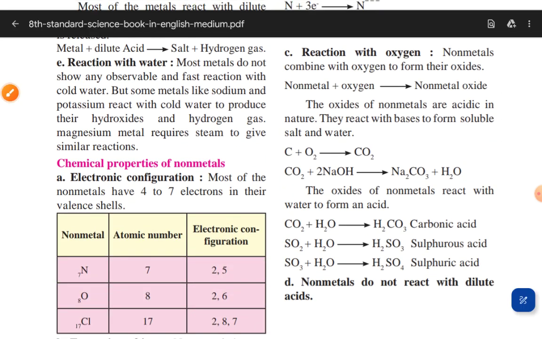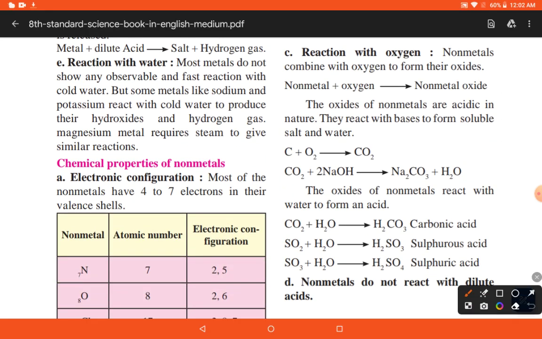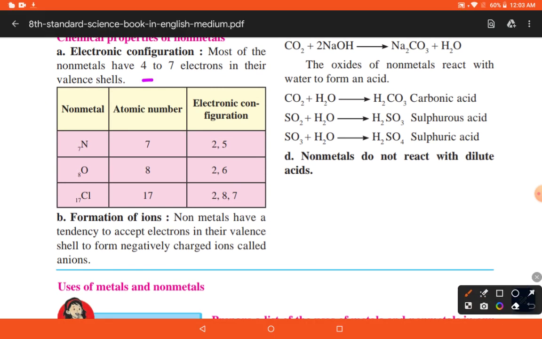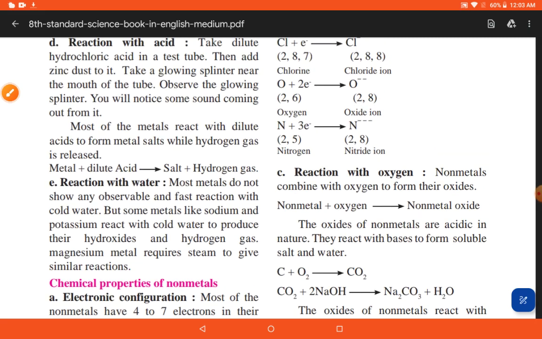Now reaction with water. Mostly metals do not react with cold water. But sodium and potassium react vigorously with cold water. They produce hydroxides and hydrogen gas. But there are some metals like magnesium that require steam to do similar reactions. Non-metals can have 4 to 7 electrons in their valence shell, and they can accept electrons and form anions, as I already told you all.